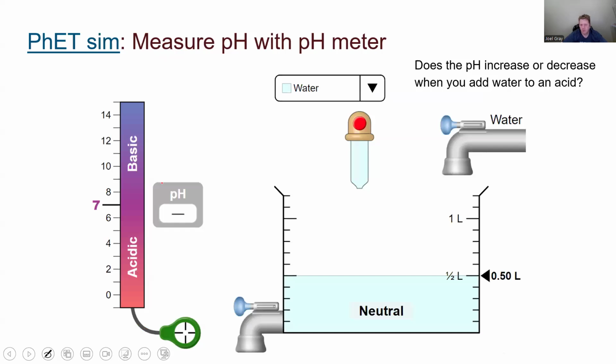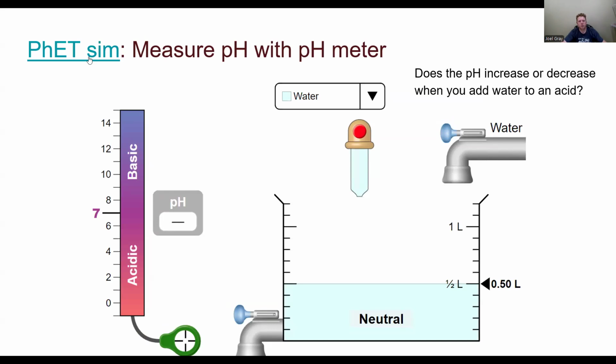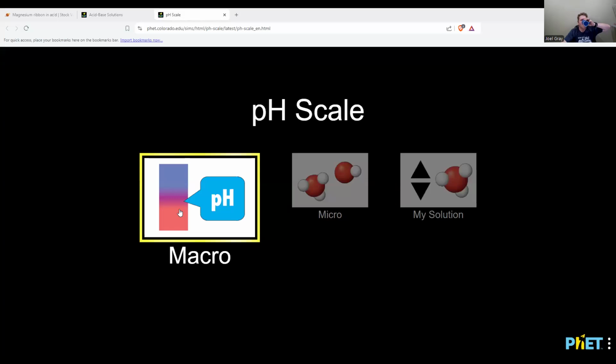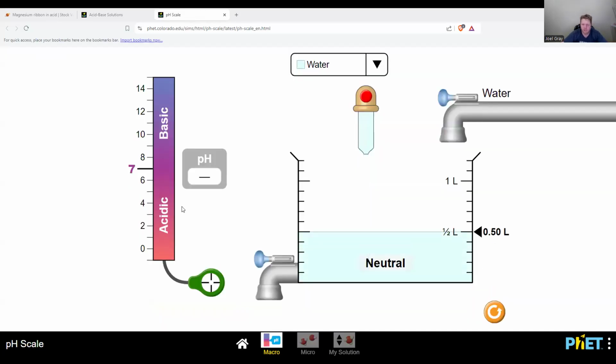Now, there's another test that you can do with this PhET simulator. So this simulator, what we can look at is, switch my share. So here what we have is a solution that is neutral. When we check the pH, it measures at 0.